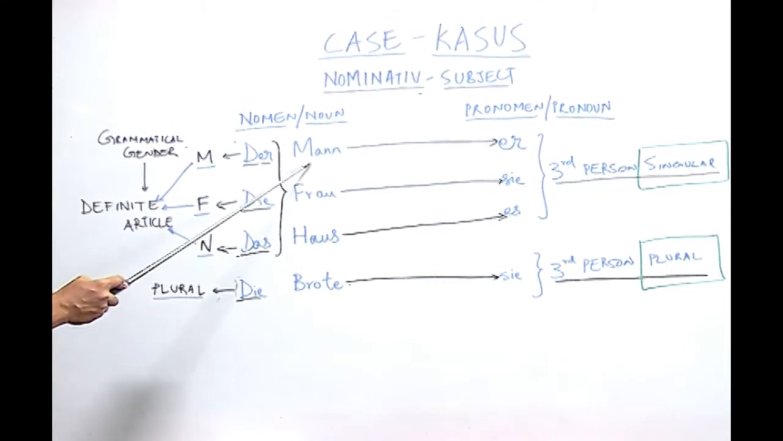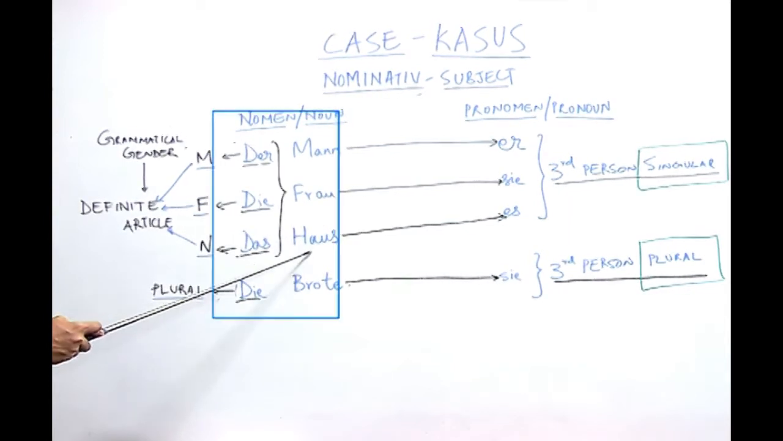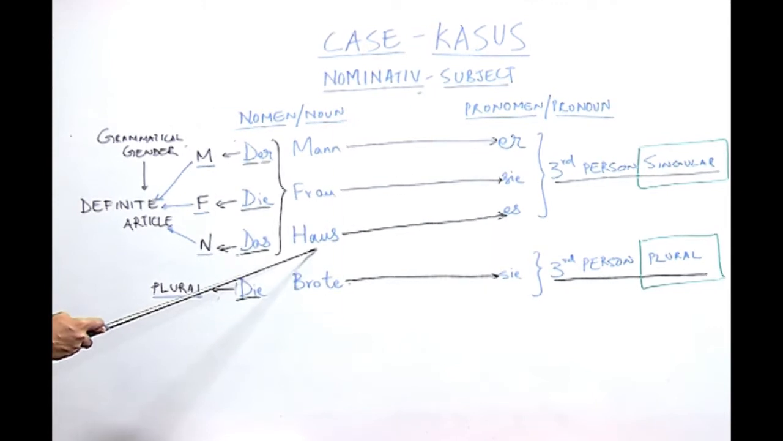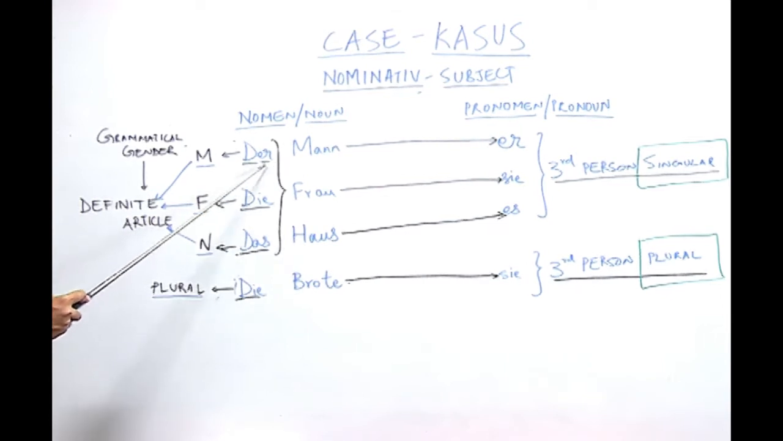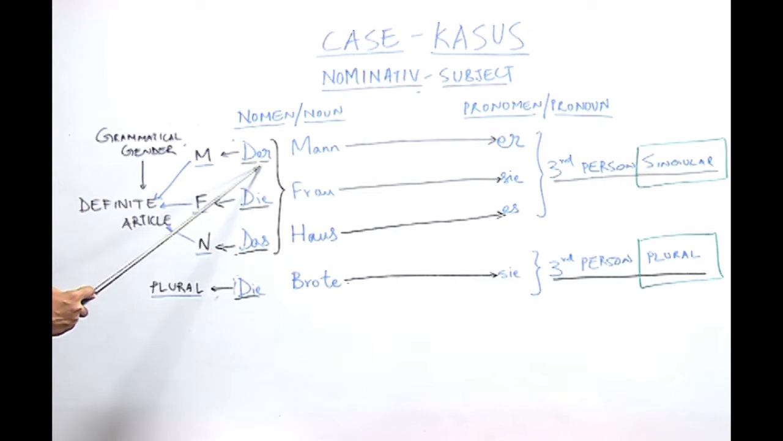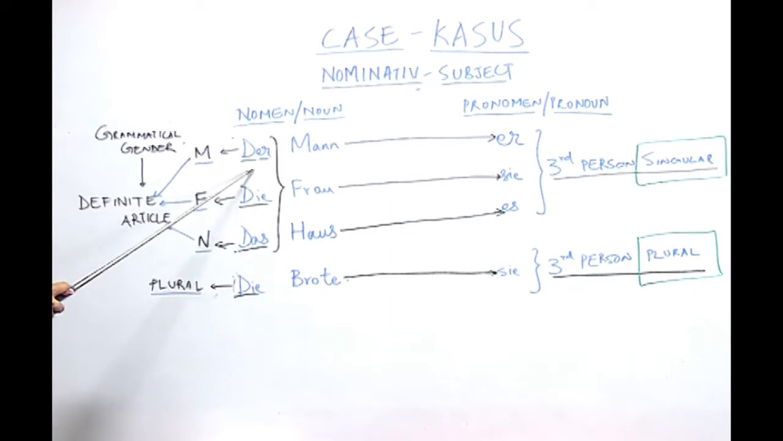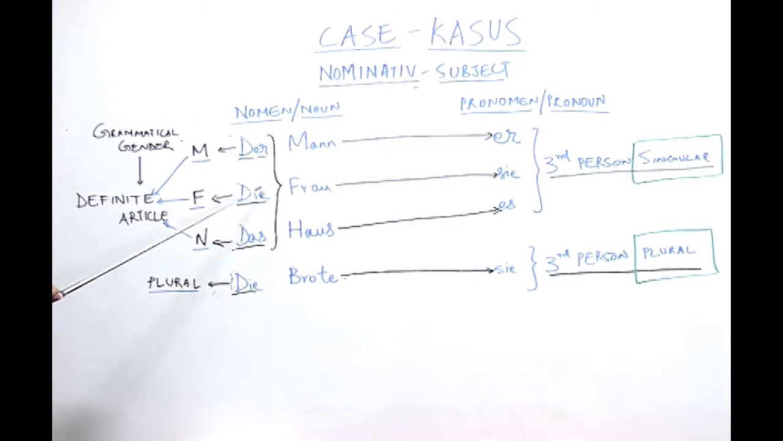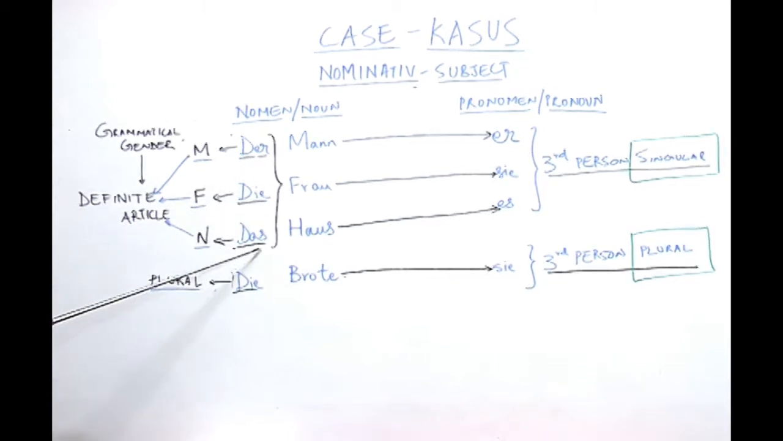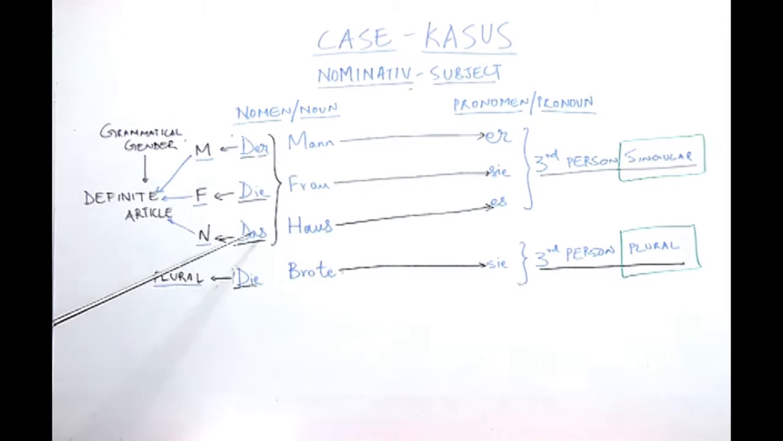Here we have the noun Mann, which means the man or the husband, Frau, which means a woman or the wife, and Haus, which means, as you correctly guessed, house. These nouns are always fixed with their respective article, like the way we have the definite article the in English. In German, there are 3 definite articles and a plural article also. These 3 definite articles are always attached to all the nouns in the singular case.